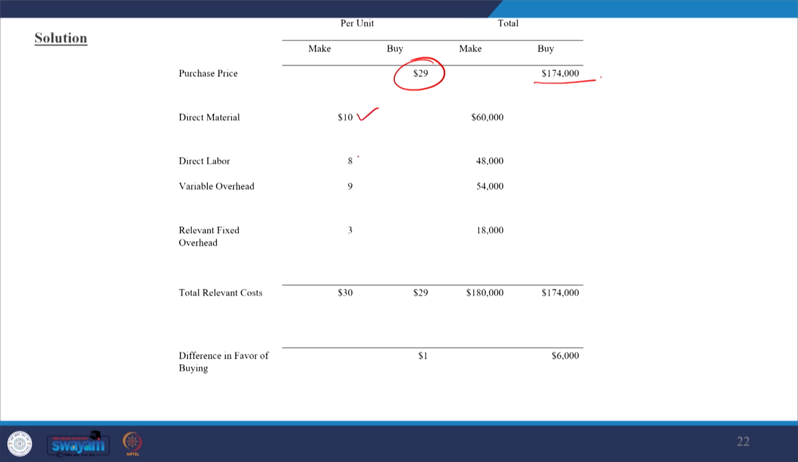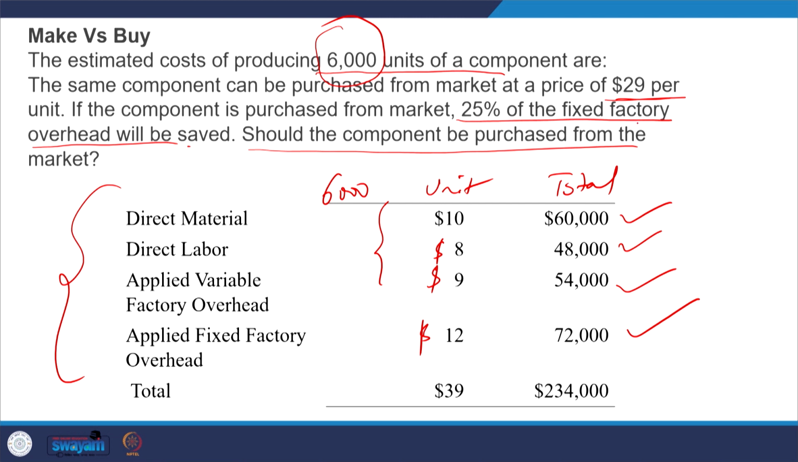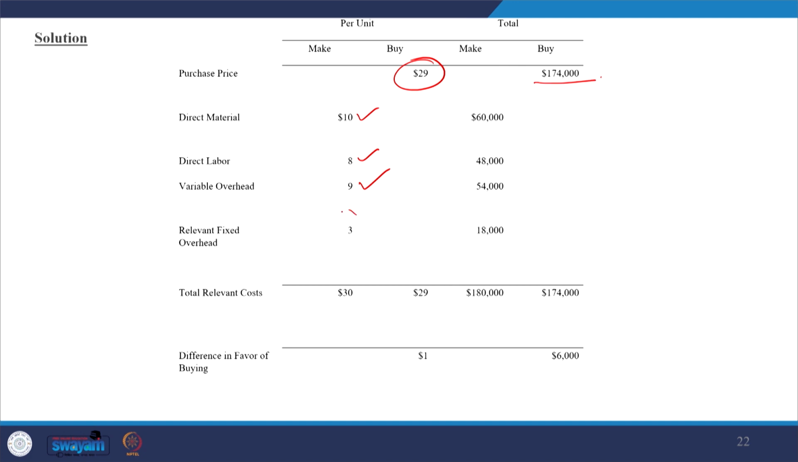$10 is my direct material, labor is $8, variable overhead is $9 and 25% of the fixed factory overhead will be saved. So, what is saved? So, the relevant fixed overhead which can be used for other purposes is coming to be $3. Okay. So, entirely if I am adding up, it gives me 10 and 8 is 18, 9 more is 27, plus the $3, that is $30, right. And here I am spending $29 when I am buying. So, if I am making, it is coming 30 into 6,000, so 30 into 6 is 1,80,000.